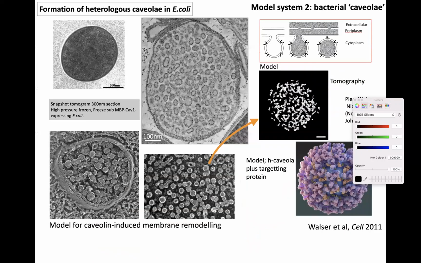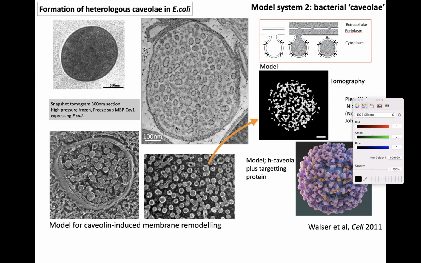We can also express caveolin in another system. And again, this is quite intriguing. You can take E. coli, no internal membranes. You can express the caveolin in this system. And what happens is the caveolin inserts in the membrane, the cytoplasmic membrane shown here. This is a fast frozen freeze substituted cell. And it then oligomerizes and generates vesicles that we call heterologous caveolae.